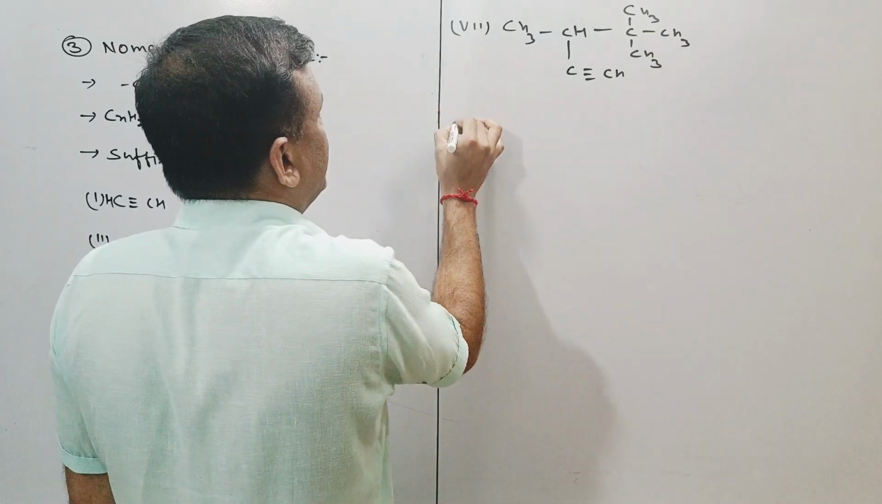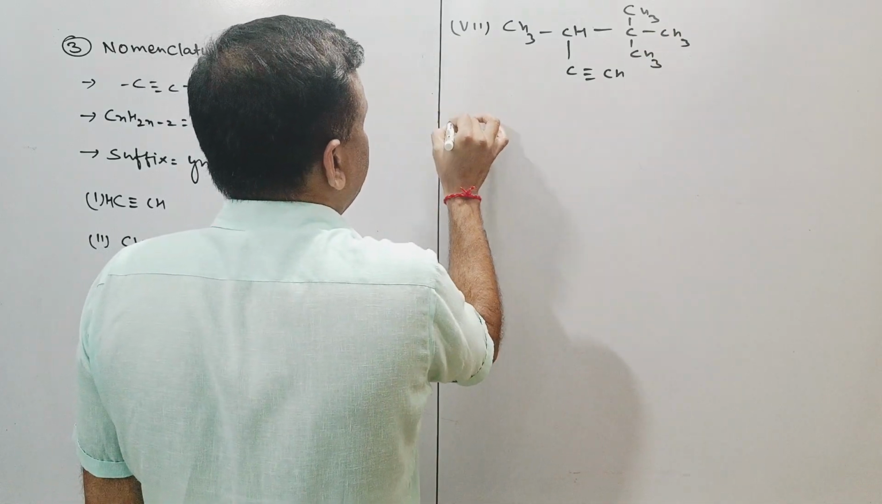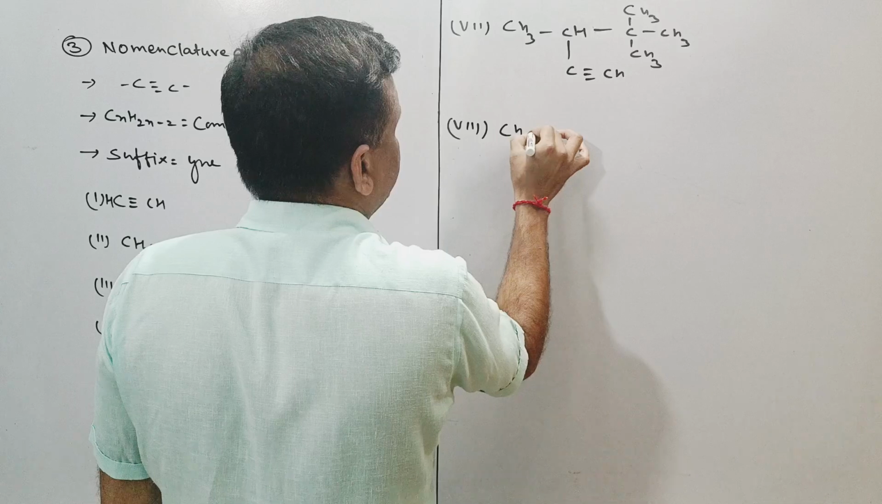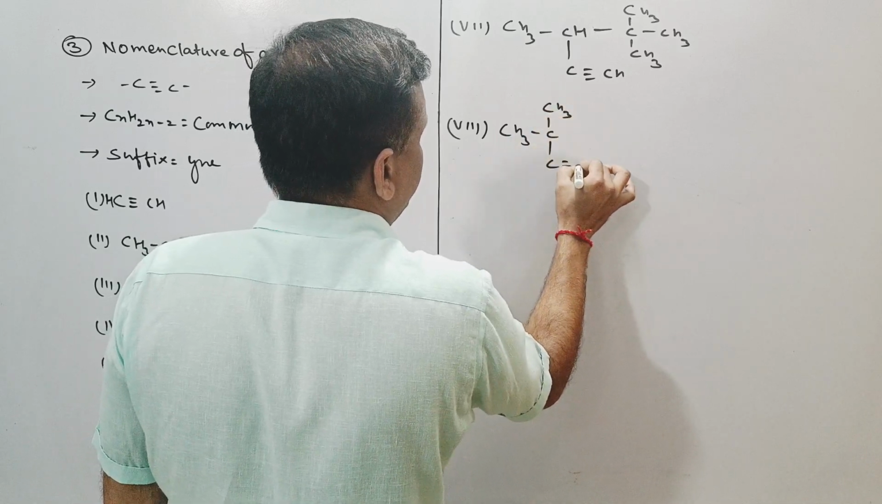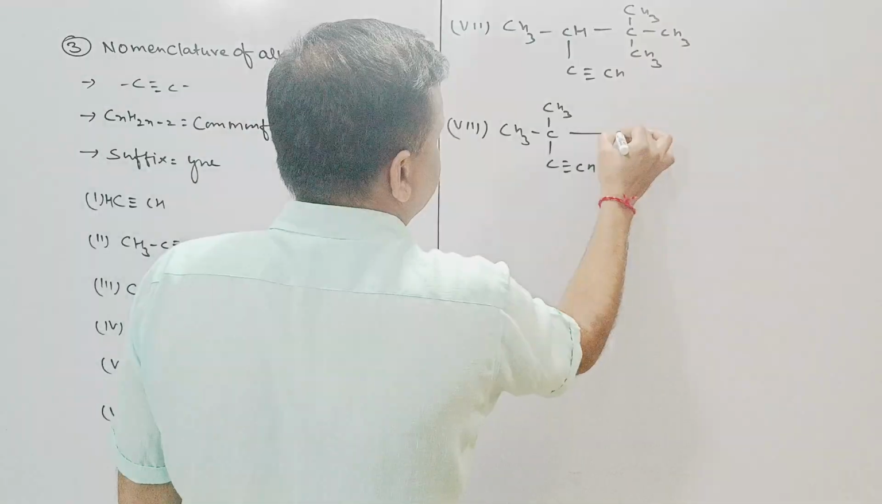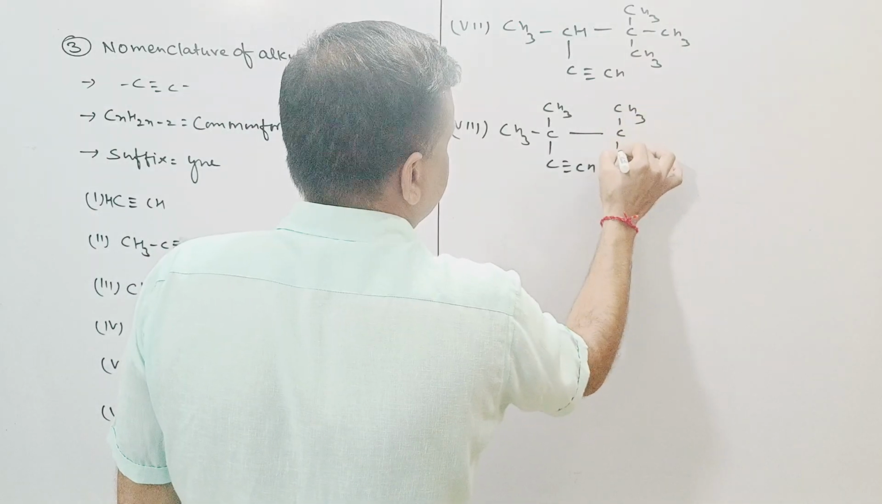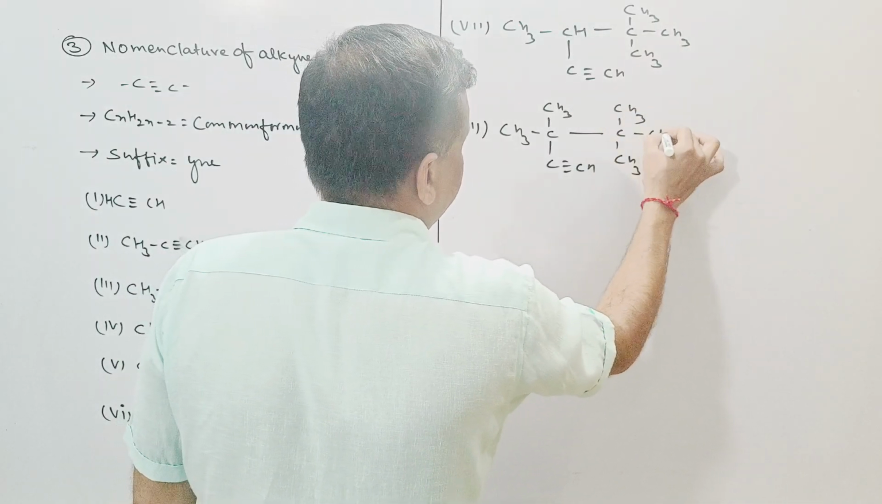If I go further, then we can take the 8th compound as follows: CH3. This is the C, CH3. This is the C triple bond CH. This is the C, CH3, CH3 and CH3.